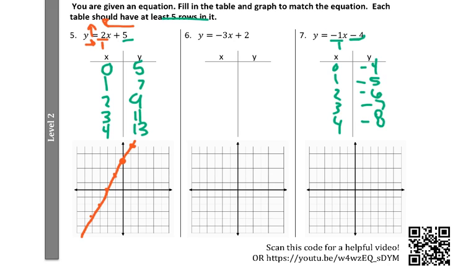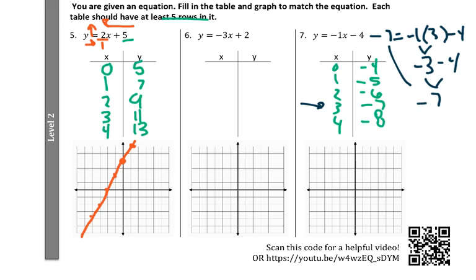And we're going to double check. So we're saying this row, I don't know, pick that row right there. -7 should equal -1 times 3 minus 4. -1 times 3 is -3 minus 4. And that's -7. Those match. We're in really good shape.